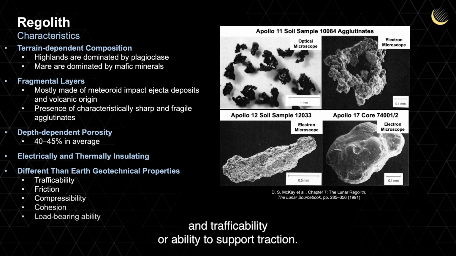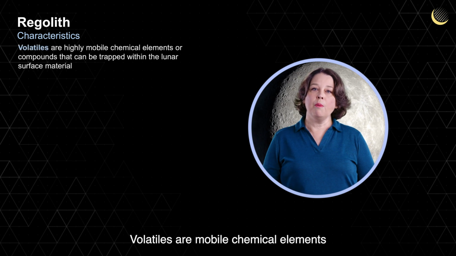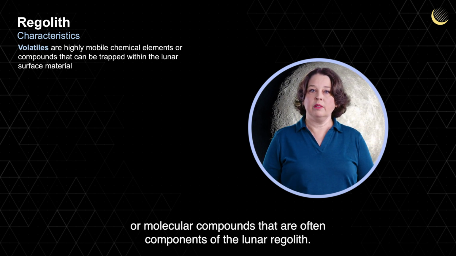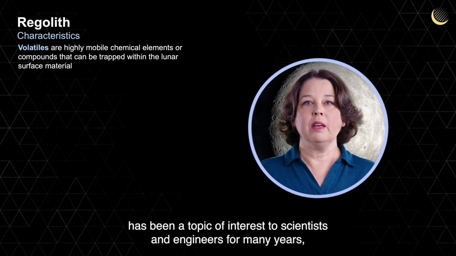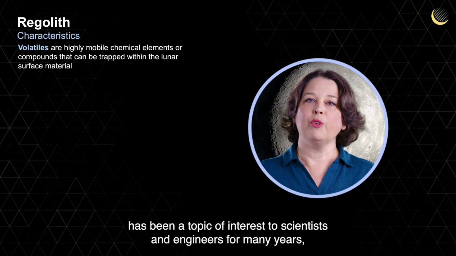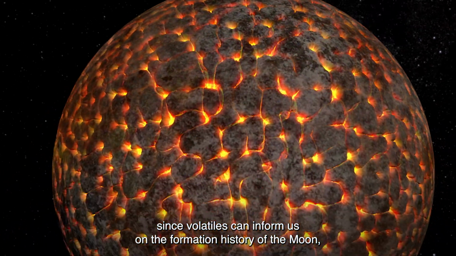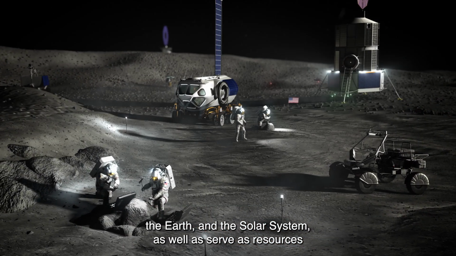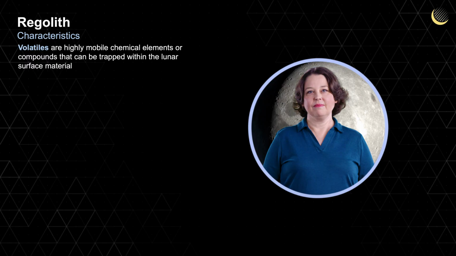Now let's talk about volatiles. Volatiles are mobile chemical elements or molecular compounds that are often components of the lunar regolith. Their existence on the moon has been a topic of interest to scientists and engineers for many years, since volatiles can inform us on the formation history of the moon, the Earth, and the solar system, as well as serve as resources to support human presence and lunar exploration.